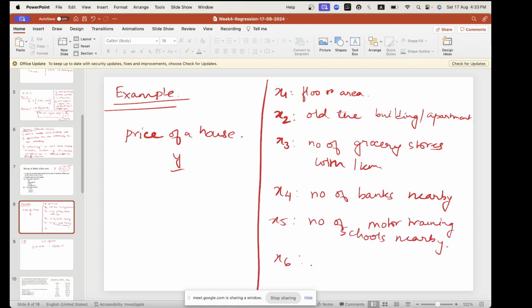X6 could be, let's say, whether there is any metro station nearby or not. So this could be a dummy variable. So all of these are important criteria in determining the price of a house.